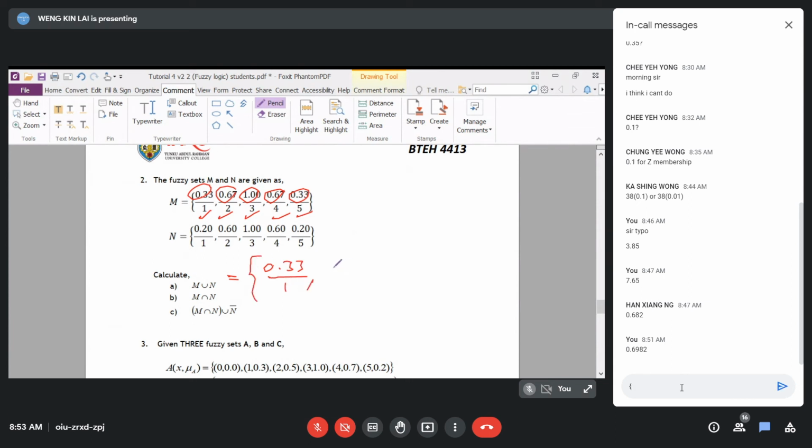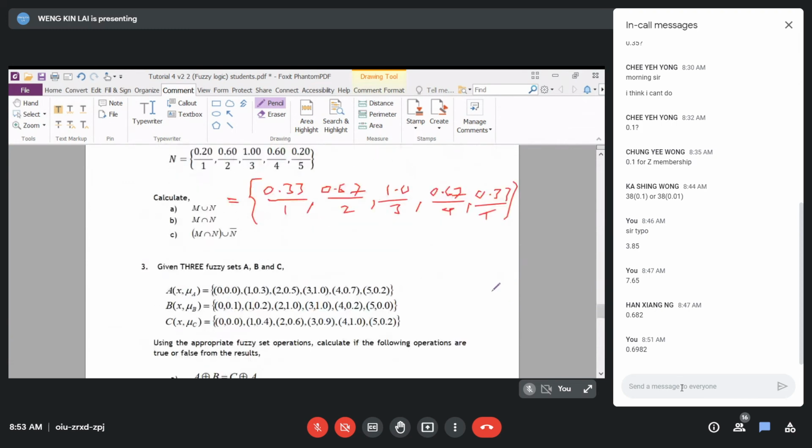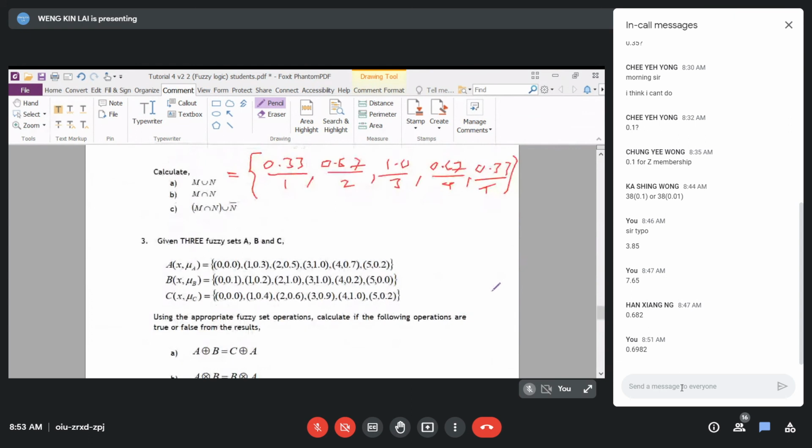Second one will be 0.67 because you compare the two, and then you have your 1.0, 0.67 again, right? This is answer here. 4, and then lastly 0.33. This one, right? Now I'll skip the rest. You can try later on when you're free because of the time factor.